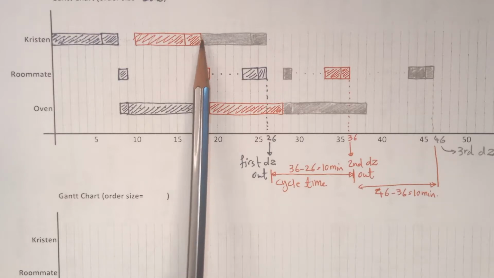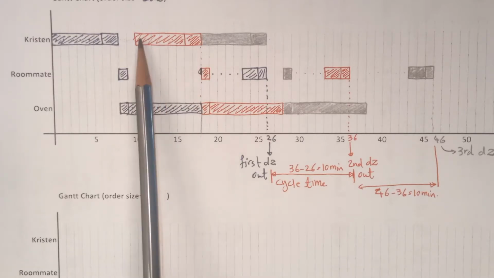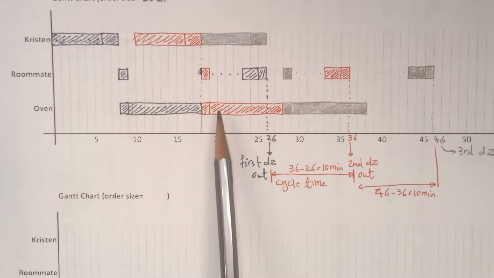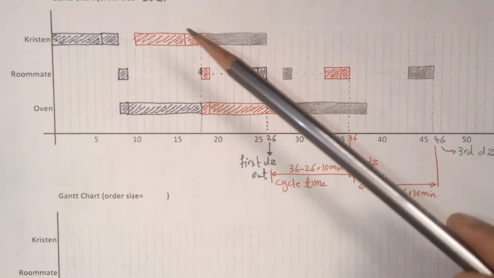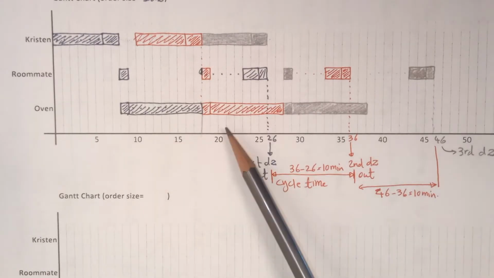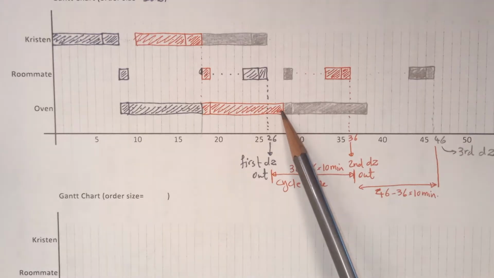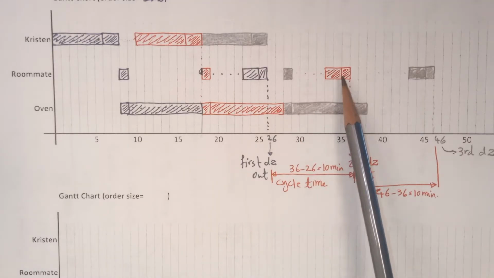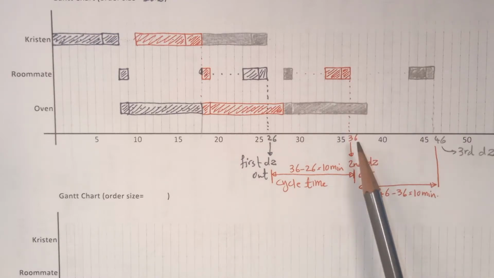So let's talk about the red one. Again, 6 minutes of preparation, 2 minutes of spooning, 1 minute of setting up the oven, exactly at the time the oven becomes available, 9 minutes of baking, 5 minutes of dry time, cooling time, 2 minutes of pack, and 1 minute of payment. The second dozen comes out at minute 36.